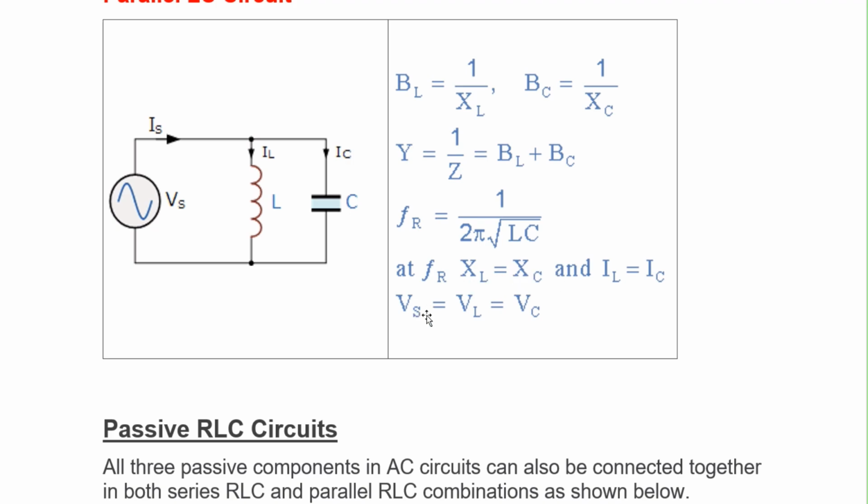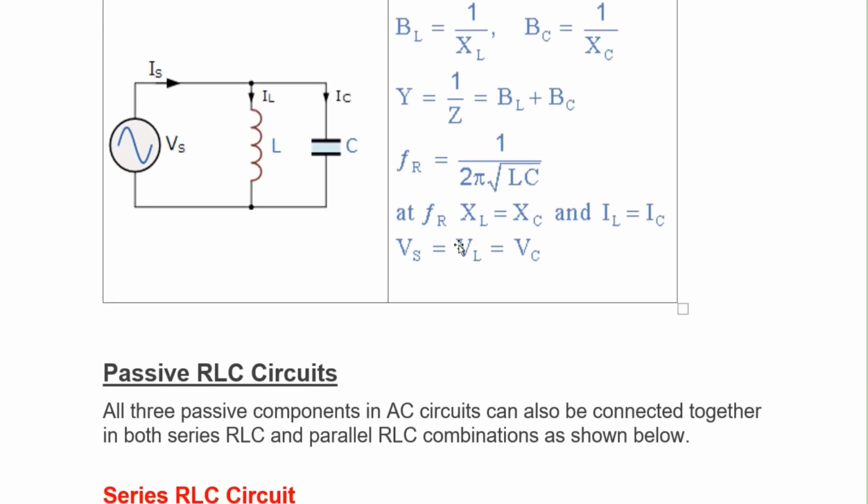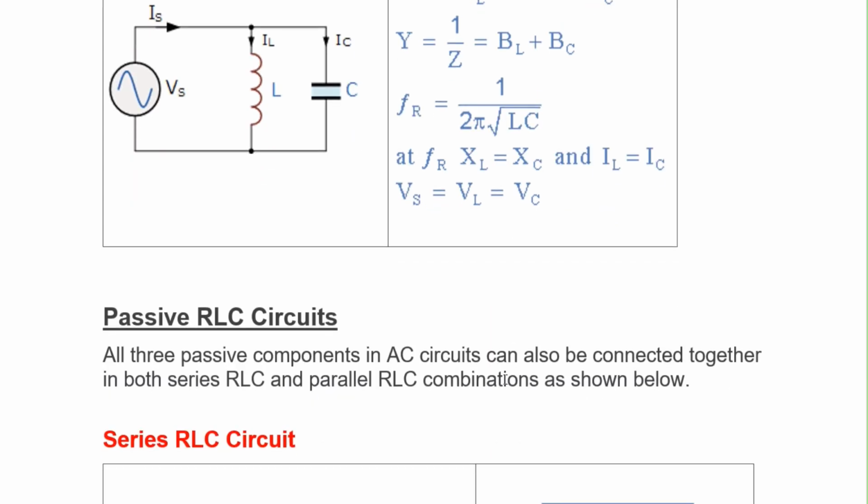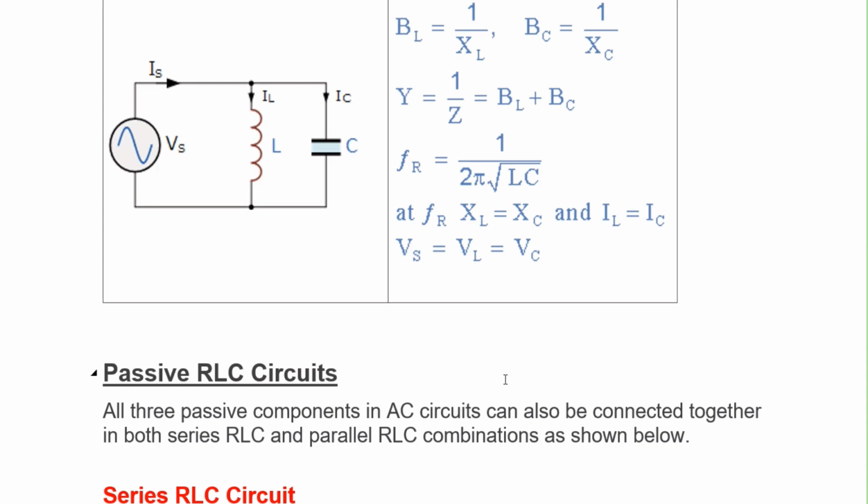When they become equal, the case of resonance occurs because the current goes high in this situation as well. Here in this situation, IL and IC are equal. Vs is equal to VL and that is equal to VC. All these three voltages, voltage across the inductor, voltage across the capacitor, are equal to the source voltage.